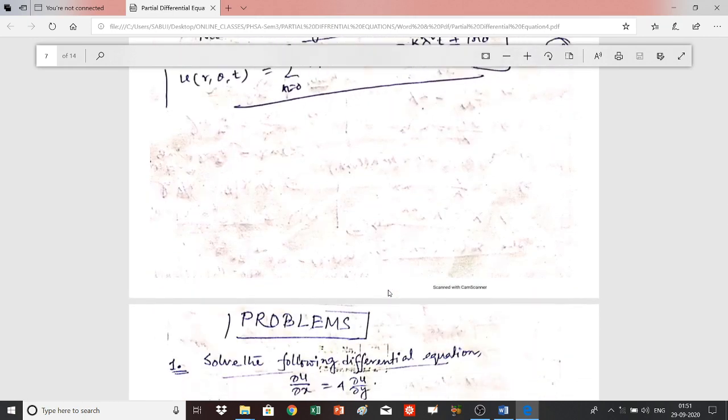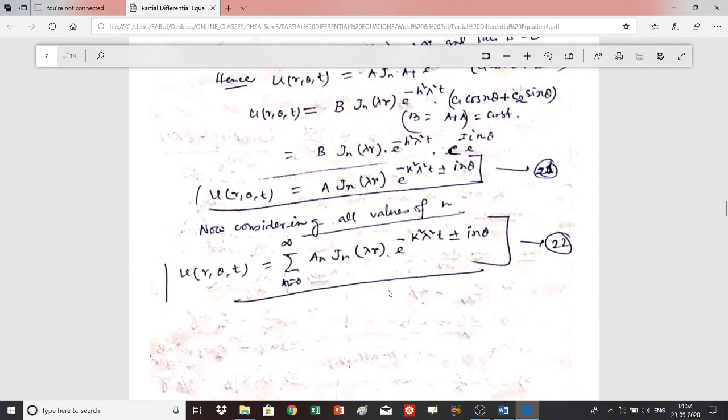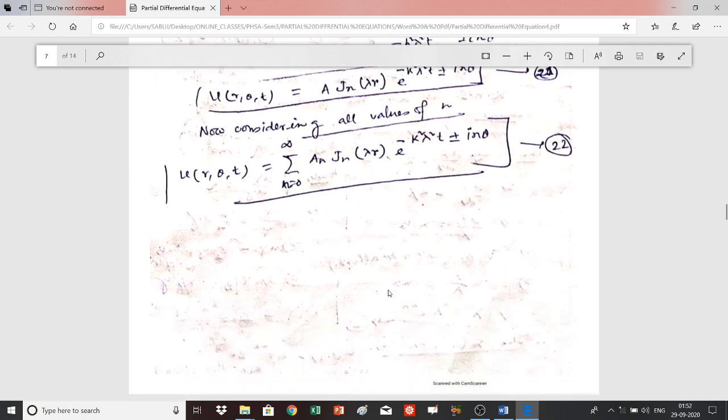Now this is the end of the solution of three important partial differential equations. Number 1 is Laplace's equation, number 2 is the wave equation, and number 3 is the heat conduction equation. Now we will move on to solve some problems.